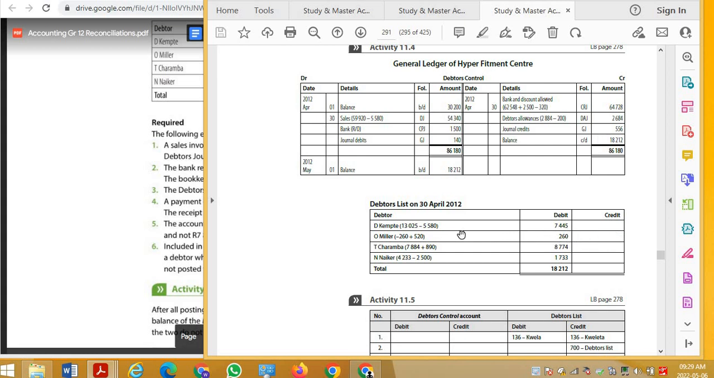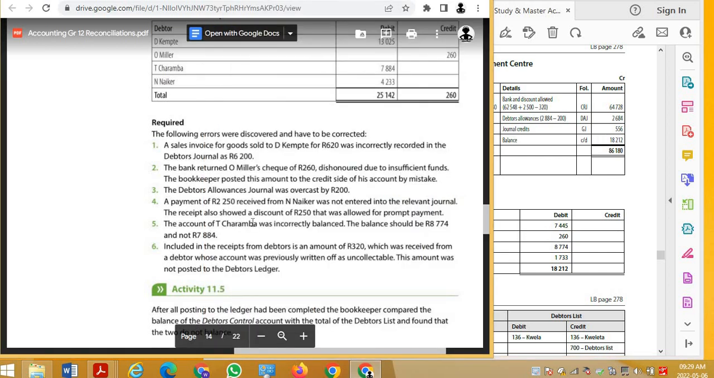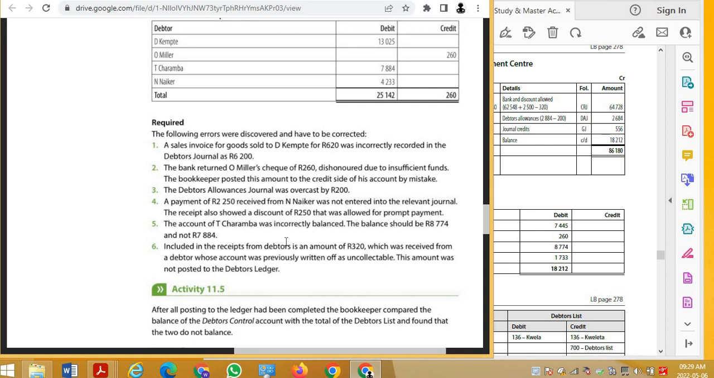It's a double up, right? 260 on the debit side. Number 3, the debtor's allowance journal was overcast by 200. Can you see? This is a total of a journal, and therefore it should only affect the debtor's control account. No individual person is being affected by this. The total was added up incorrectly, and therefore it will only affect the debtor's control account.